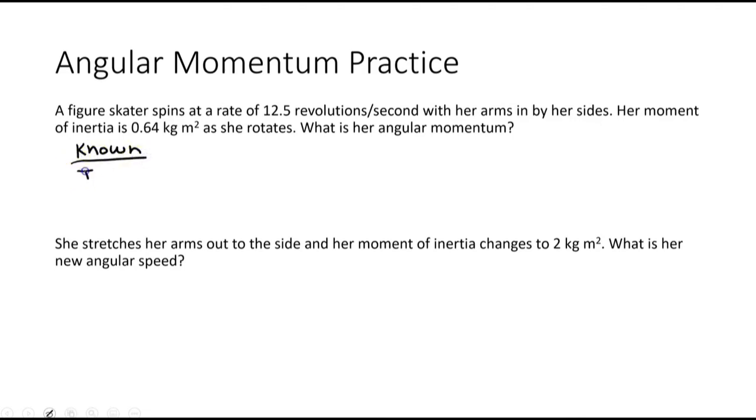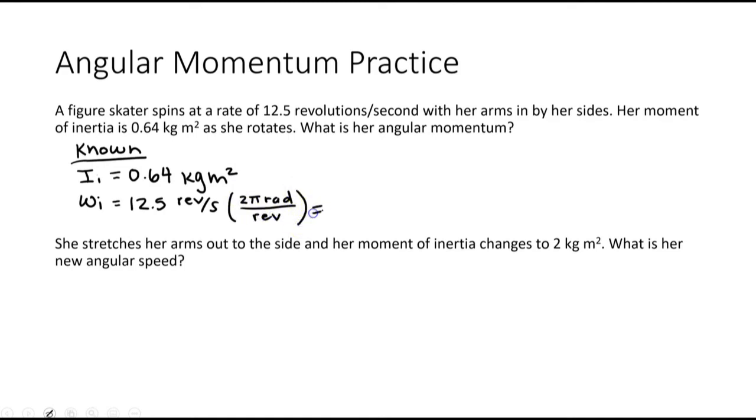First, we know that her moment of inertia, I'm going to call it I sub i for initial because it's about to change in the next part of the problem, is 0.64 kilograms meters squared. And she's rotating at a rate, let's call it omega initial, of 12.5 revolutions per second. Okay, and so revolutions per second, that's fine, but let's convert into radians per second. That's the SI units for omega. So to convert, we're going to remember that there are 2 pi radians in every revolution. Okay, and so when I calculated that out, you get 25 pi radians per second.